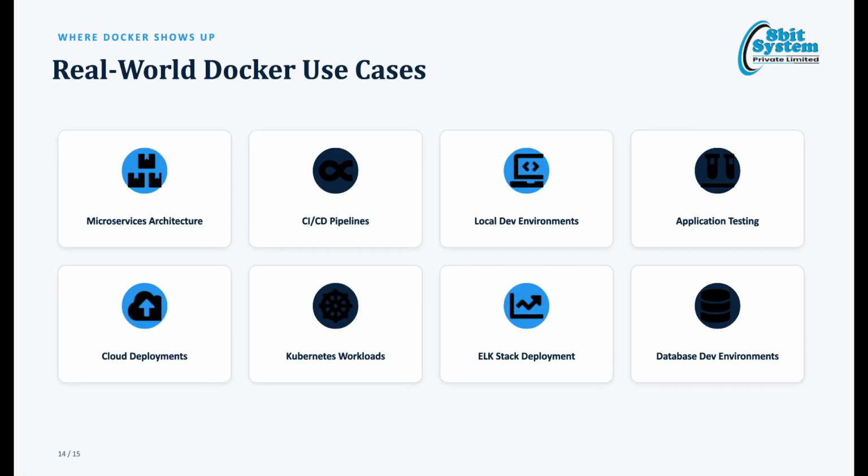So, where is Docker actually used? Almost everywhere. It is used to build microservices, where each small part of an app runs on its own. It powers CI/CD pipelines by creating clean, fresh environments for every test. Developers use it to match the local setup with production. And it is used for cloud deployments, tools like Kubernetes, log systems like ELK, and quick database setup for testing.